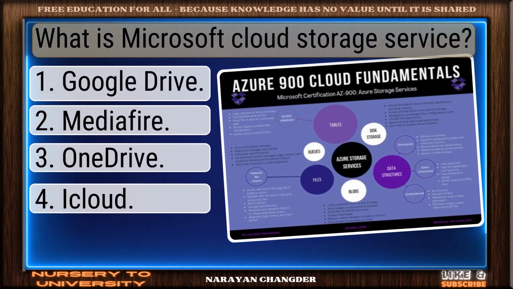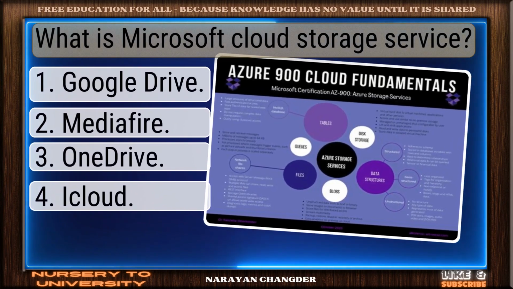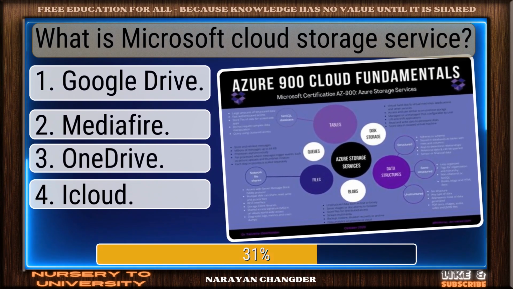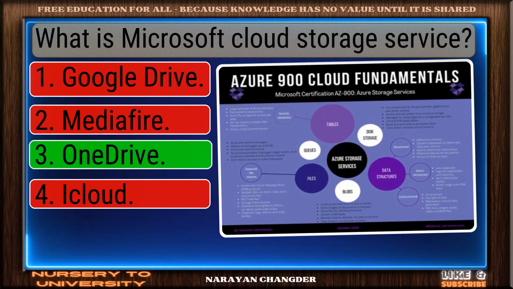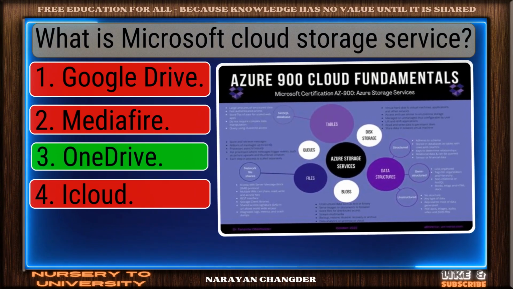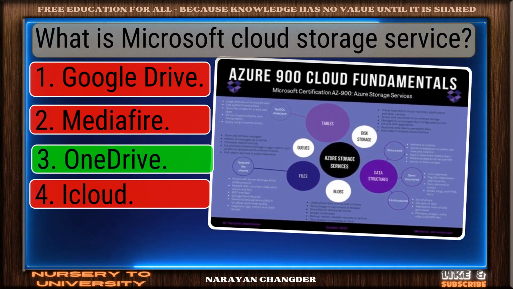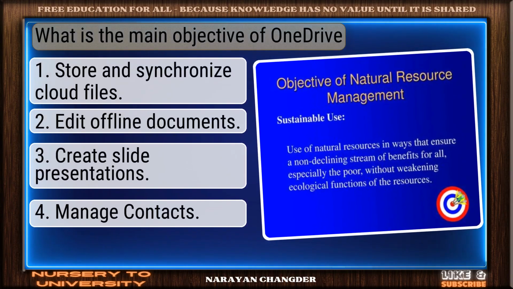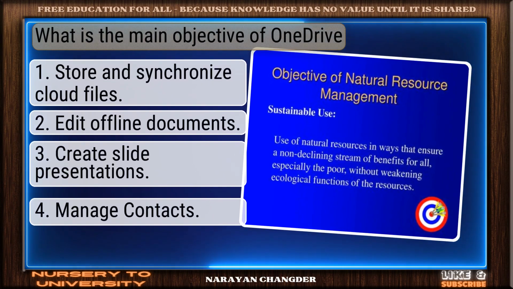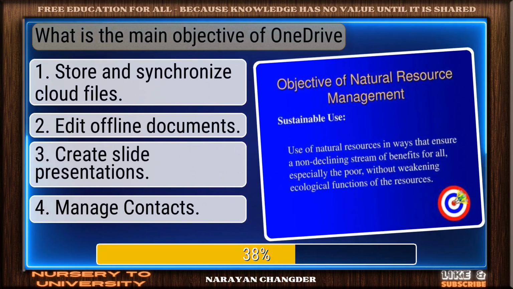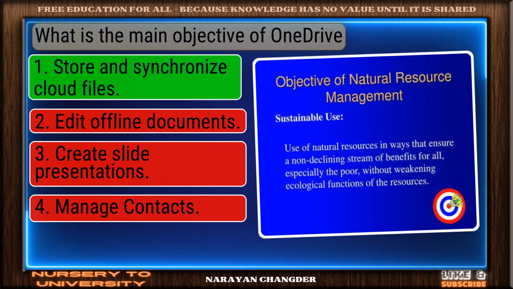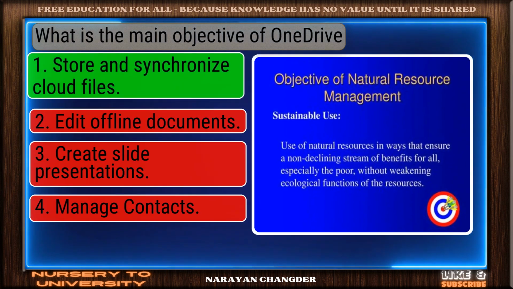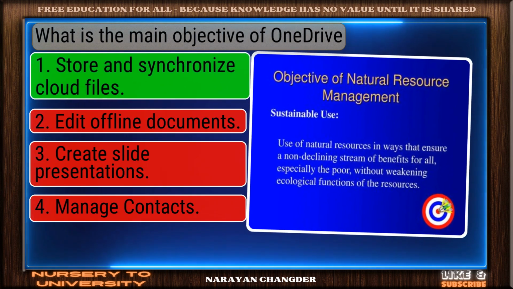Question number 67. What is Microsoft Cloud Storage Service? On track. OneDrive is the correct answer. Question number 68. What is the main objective of OneDrive? You chose store and synchronize cloud files, and it is correct.